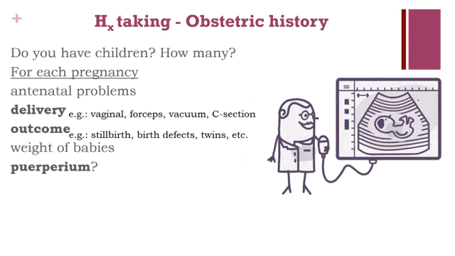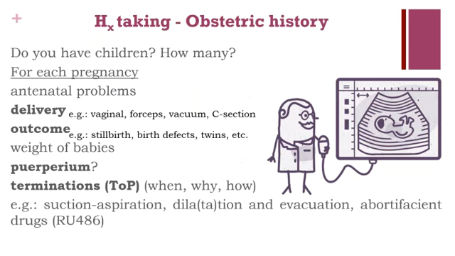the puerperium, which is a period of 6 weeks which follows immediately after the birth of a child, during which the mother's sexual organs recover from childbirth. You may want to know more about terminations of pregnancy, like when, why, how. Was it suction aspiration, dilatation and evacuation, abortifacient drugs? You may want to know more about miscarriages.